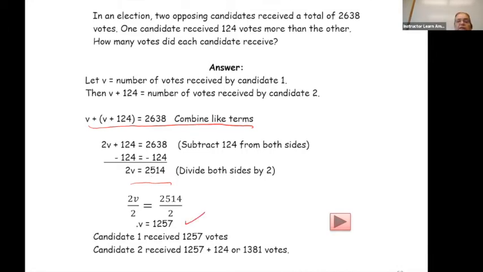Now remember, V stood for candidate 1. So candidate 1 receives 1,257 votes. Candidate 2 gets 124 more. So candidate 2 gets 1,381 votes. And when you take these totals, they should add up to the 2,638, which they do.